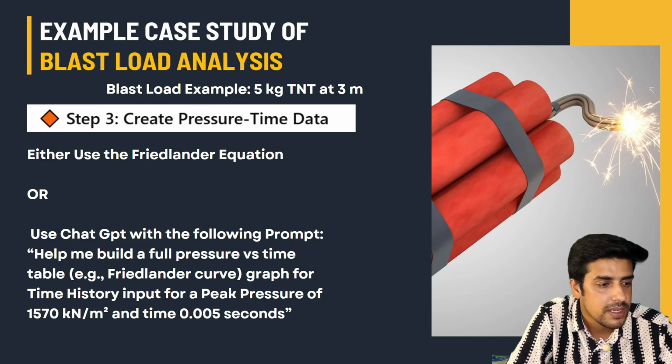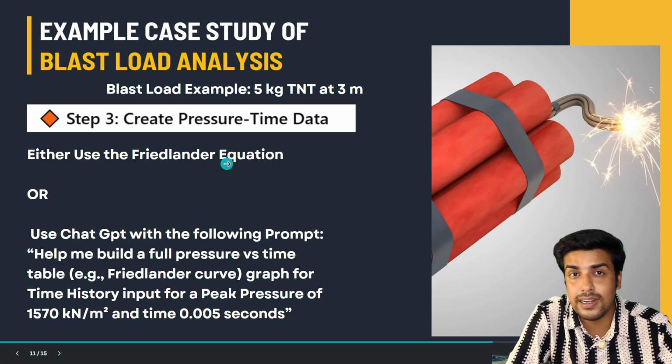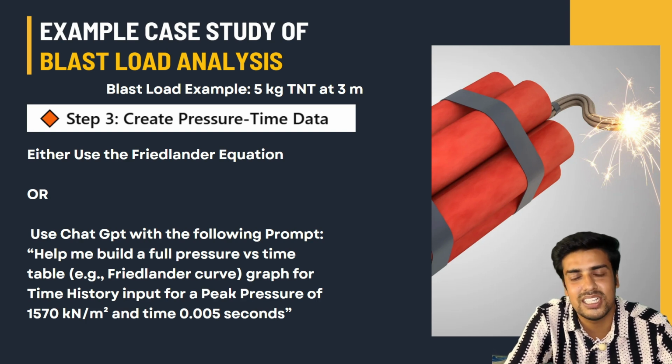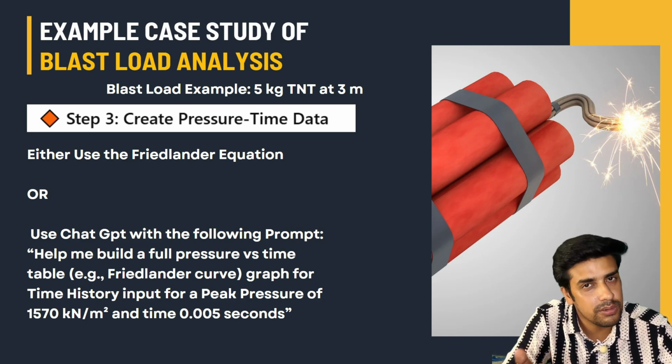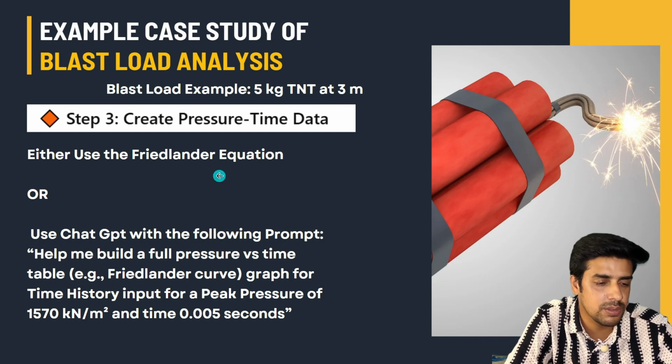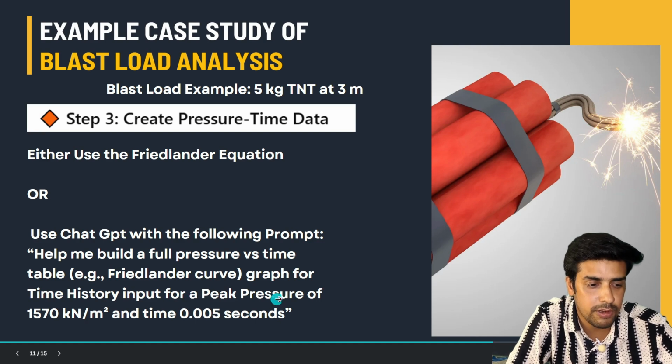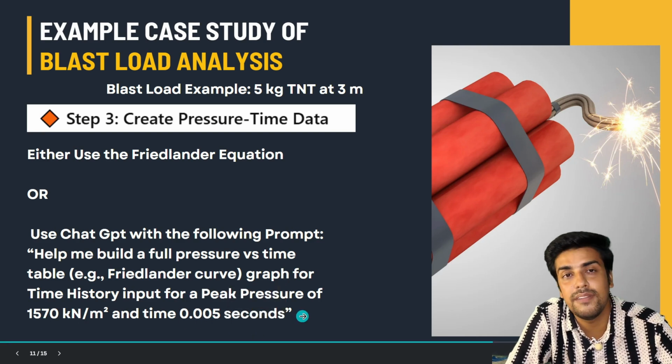that the blast is going to get on and off in this particular time. Okay, so you can either use the Friedlander equation, or you can use this particular equation, because this equation is quite complex. You can use this equation and ask ChatGPT to make a pressure time diagram for you. A table also can be made. So what I did, I used ChatGPT with the following prompt: help me build a full pressure versus time table by using the Friedlander curve graph for time history input for a peak pressure of 1570 kN per meter square and a time 0.005 seconds.